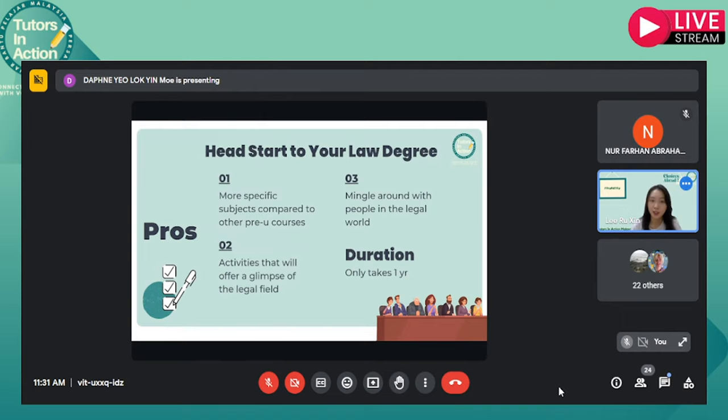And okay, the next pro is that the duration, it only takes 1 year. So it's definitely shorter than Form 6. I do have friends who took Form 6 and then went for a direct intake for MMU, but then Form 6 takes about 2 years. So by the time you get into your degree, you'll be 1 year behind your peers from secondary school. But then again, 1 year in the long run is not that long. So it really depends on you.